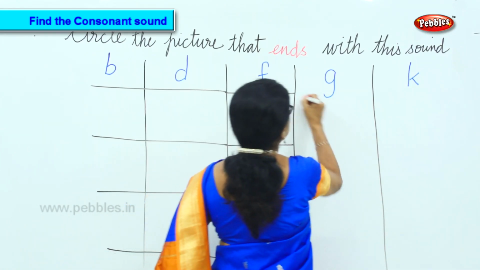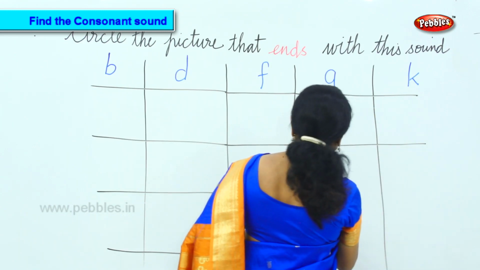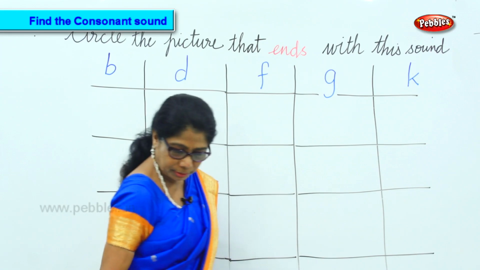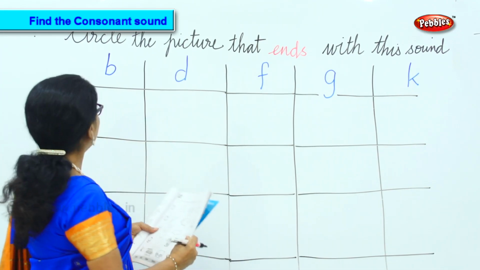So I'll put some pictures for you and then you find out the sound, the end sound. How does it end? And that's the sound we are going to circle. Now you have B.